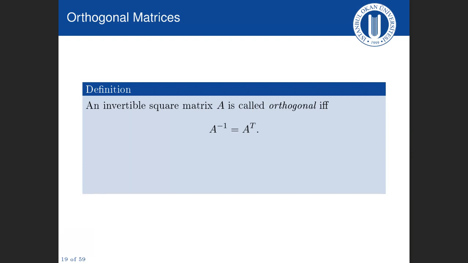An invertible square matrix A is called orthogonal if and only if the inverse of A is equal to the transpose of A. So that's the same as saying that A multiplied by A transpose, or A transpose multiplied by A, is equal to the identity matrix. And we don't need to check both of these, we only need to check one. We could just check that A transpose A is the identity, or we could just check that A A transpose is the identity.